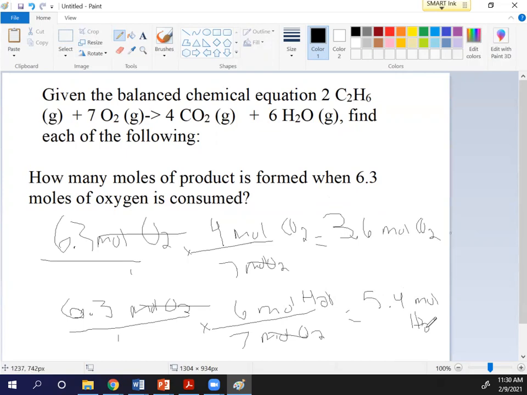So, what's my answer? No, that doesn't mean moles of products. So I have 3.6 CO2 and 5.4 H2O. Add them together. 9.0 moles is the answer. You have one homework problem like that, okay? You can say 9.0 moles or 9.0 moles of products, okay? You can write moles of product or just moles.